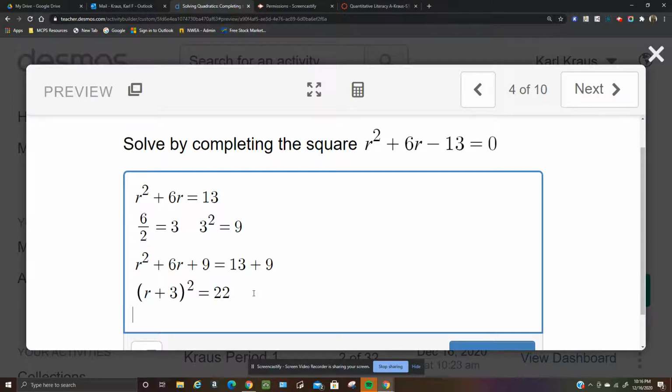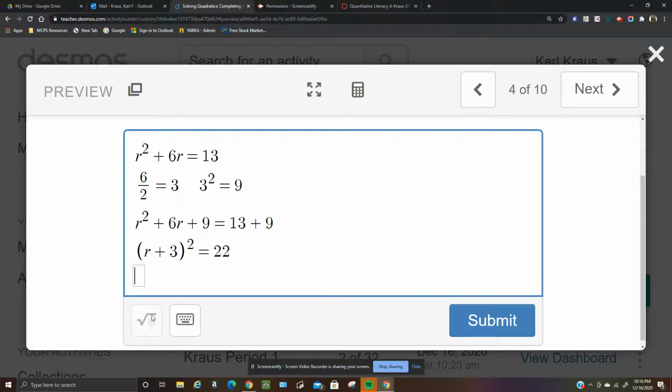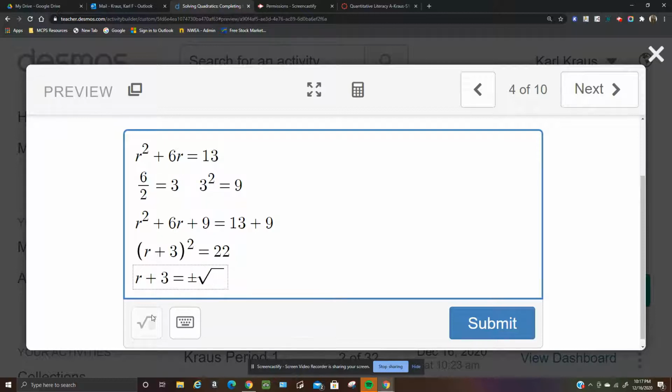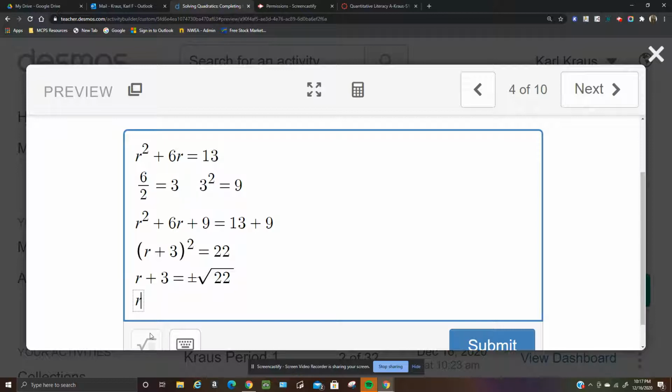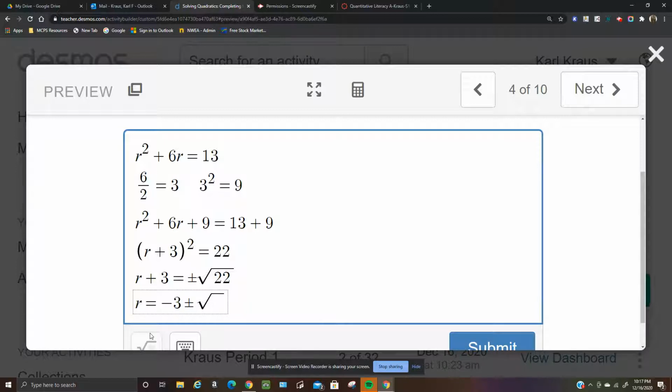Take the square root of both sides. R plus 3 equals plus or minus square root of 22. And subtract 3 from both sides. R is negative 3 plus or minus the square root of 22.